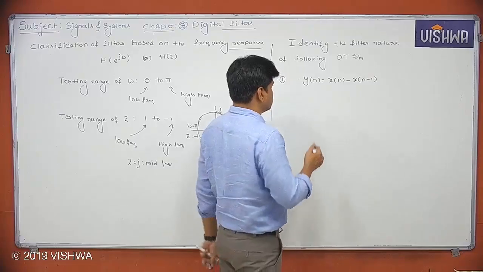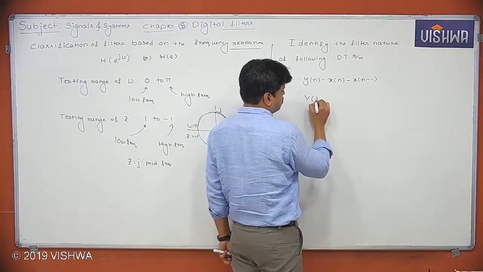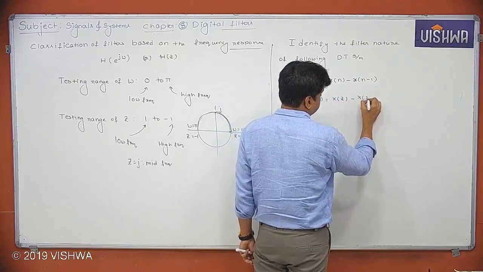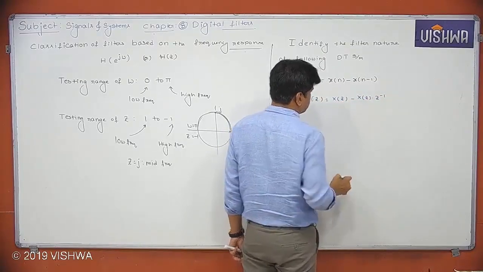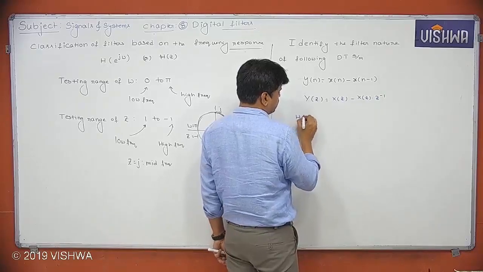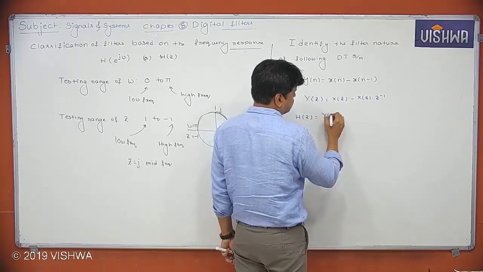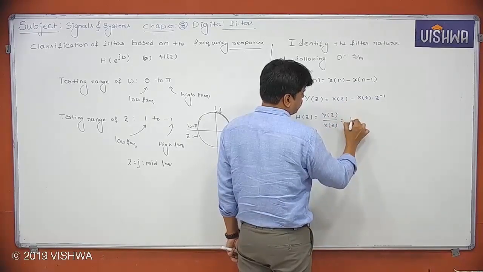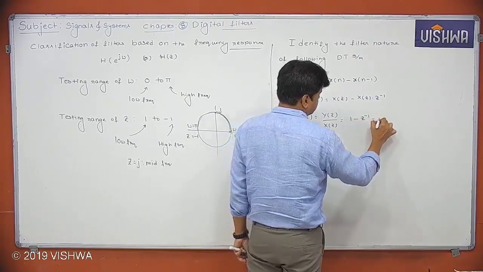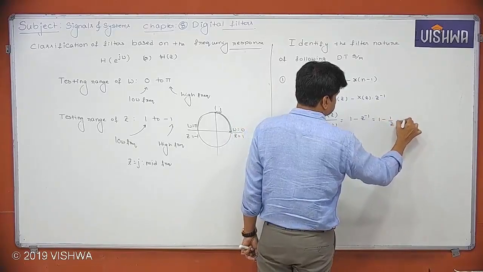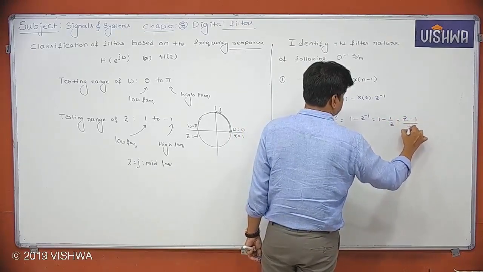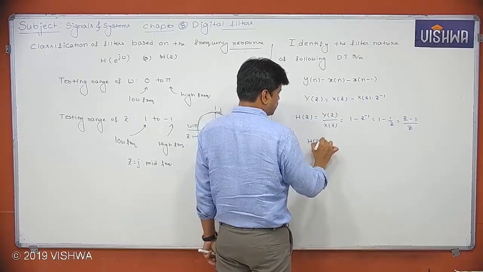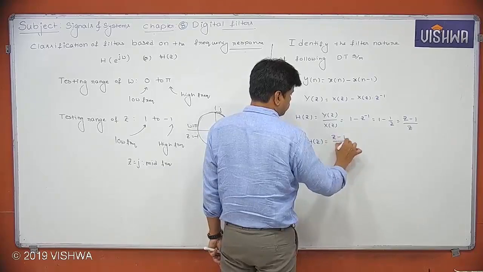Let's take the Z transform. Y of z is equal to X of z minus X of z into z inverse. So what is H of z? Y of z by X of z. If I take X of z common, 1 minus z inverse. This is nothing but 1 minus 1 by z, which is z minus 1 by z. So finally I got H of z is equal to z minus 1 by z.